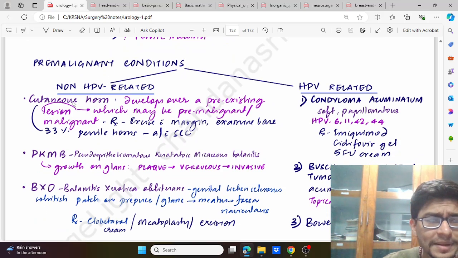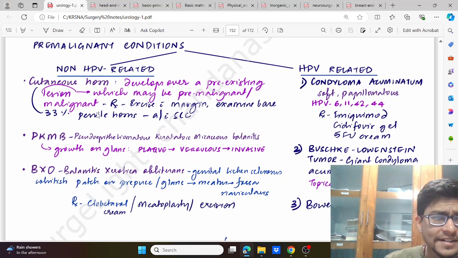Now we'll see the pre-malignant lesion for penile cancer. Some are HPV related and some are non-HPV related. So what are the non-HPV related? That is cutaneous horn, then pseudoepitheliomatous keratotic micaceous balanitis. Then we have BXO, that is balanitis xerotica obliterans. So we'll see each one in short. Cutaneous horn, these develop over a pre-existing lesion.